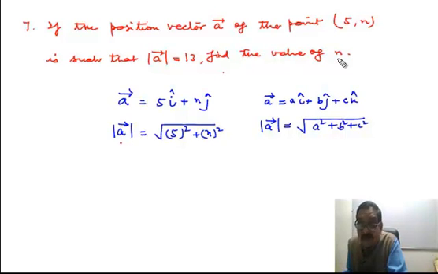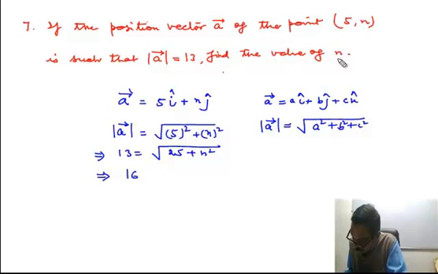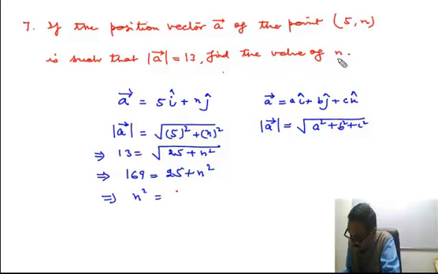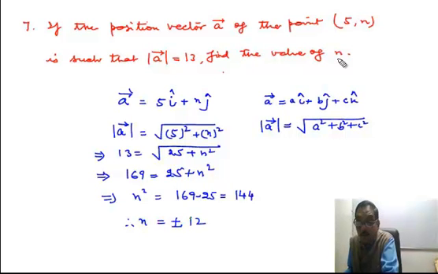And since modulus A is given as 13, this implies 13 is equal to under root of 25 plus n square. Find the value of n from this equation. Square both the sides. So 169 is equal to 25 plus n square. That gives us n square equal to 169 minus 25. This is equal to 144, and therefore n equals plus minus 12. Root 144 is plus minus 12.